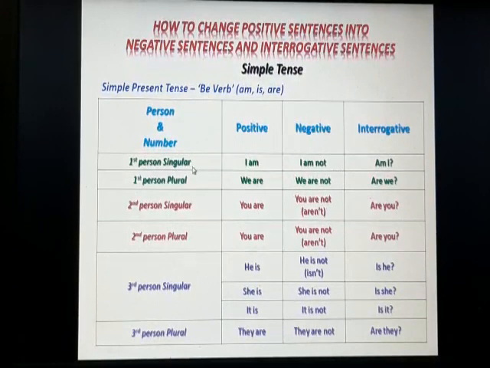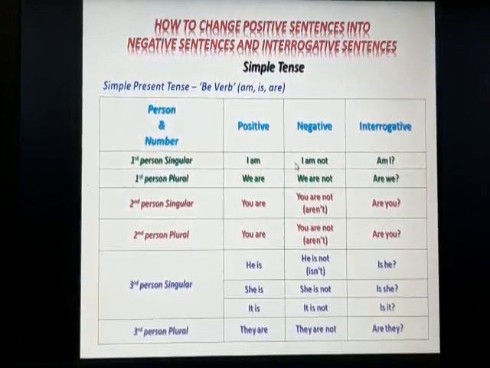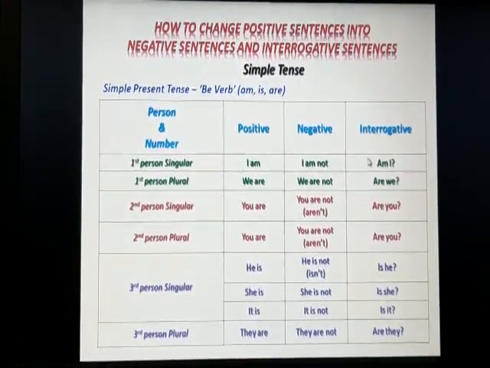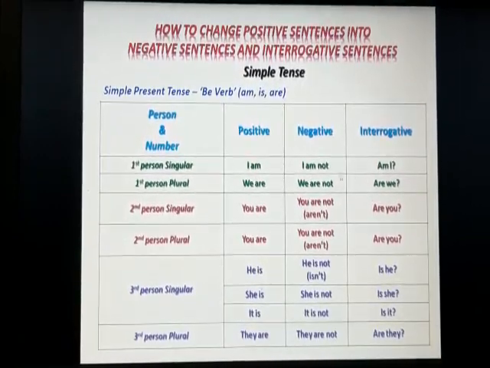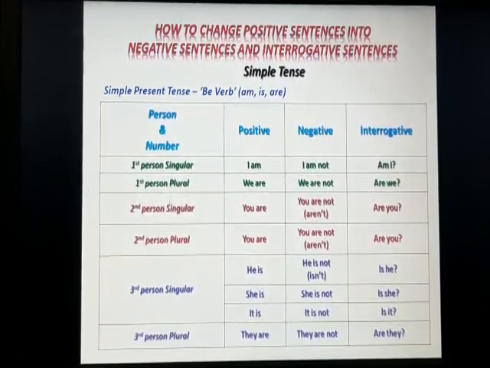In the first person singular, in the positive it would be I am. In the negative, I am not. We simply add not. In the interrogative, it is am I. So we make an interchange of the verb and the subject.